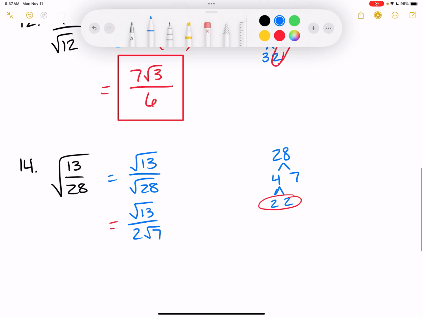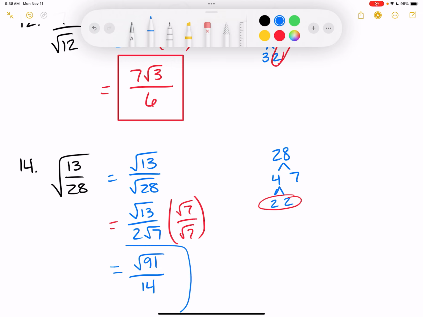What do I need to do? Multiply by the square root of 7 over the square root of 7, on both top and bottom. So on top, what do I get when I do that? You get something over 14. The square root of 91 over 14.